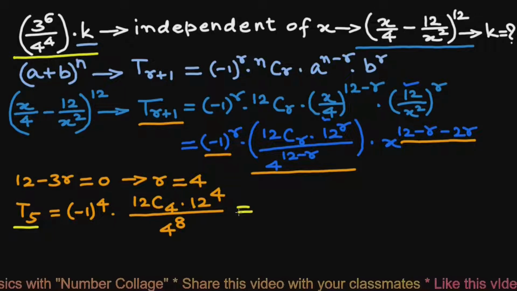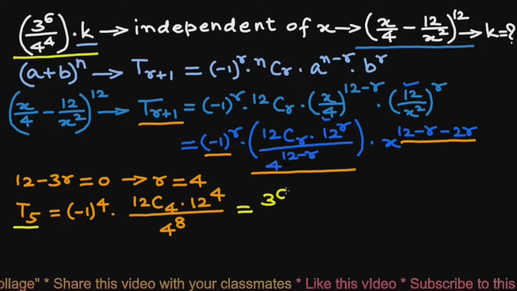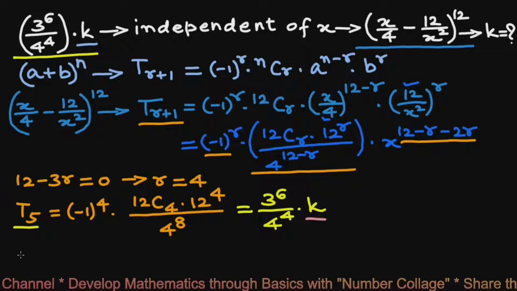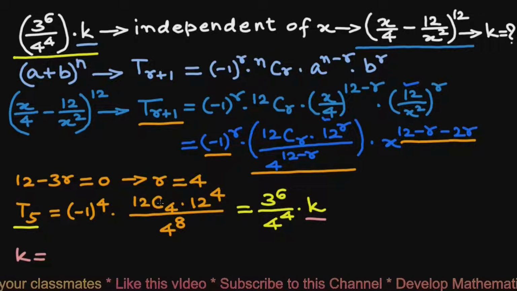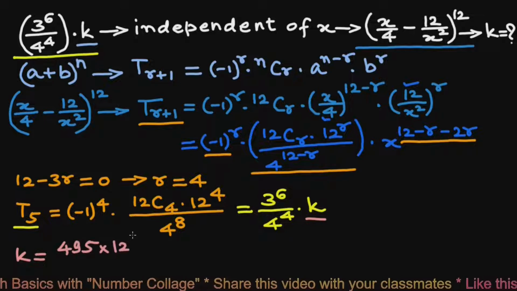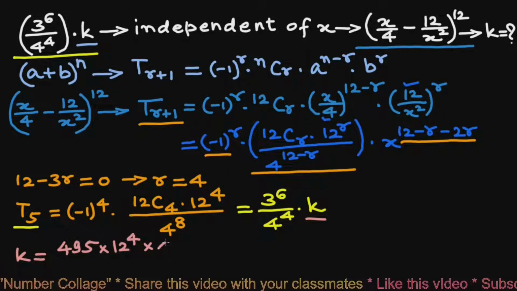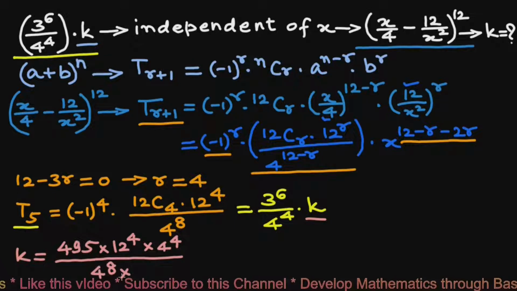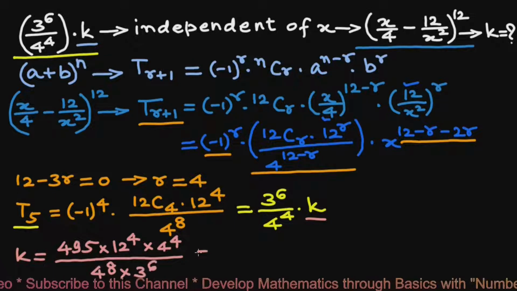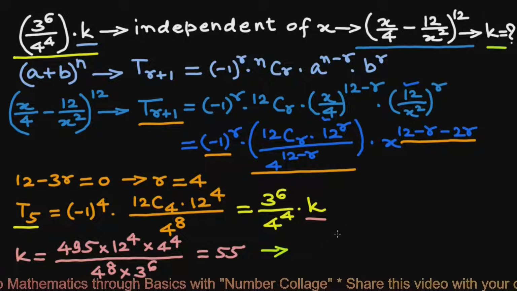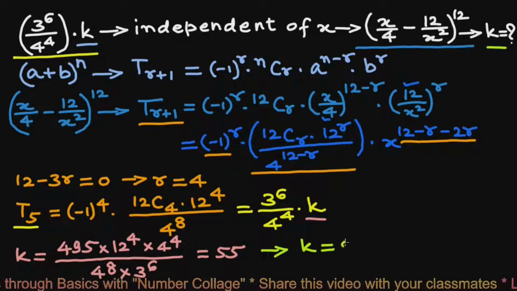So we write this equals 3^6 upon 4^4 into k. Therefore this k will be 12C4, which is 495, multiplied by 12^4 multiplied by 4^4 upon 4^8 multiplied by 3^6. That works out to be 55. So the value of this k here is 55.